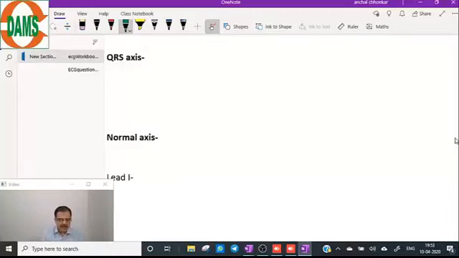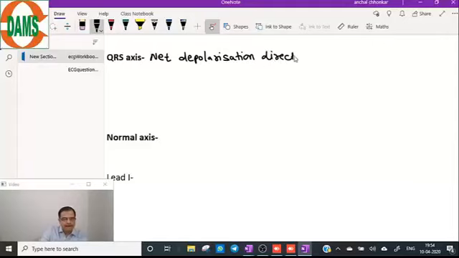So QRS axis is, first, the meaning or the concept of this QRS axis. QRS axis is basically the net depolarization direction of ventricles in the frontal plane.